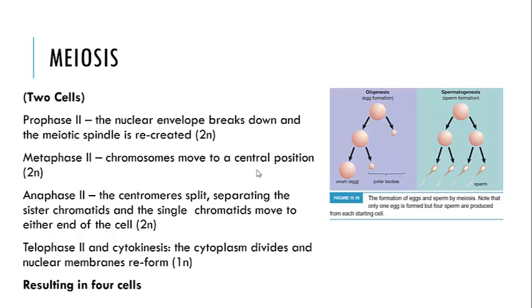cell. So the centromeres don't split at our metaphase and anaphase 1, so just check back in with that at a checkpoint in a minute. But then we go through to telophase 2 and cytokinesis. The cytoplasm divides and the nuclear membranes reform, and now we have 4 cells with 1N. So 1, 2, 3 for oogenesis, but 1, 2, 3, 4 for spermatogenesis.